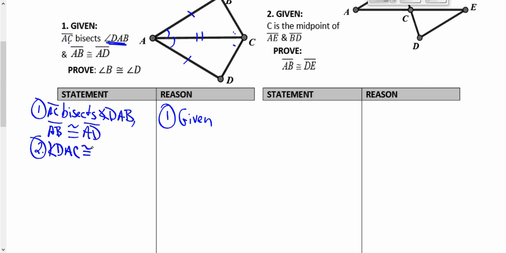Angle DAC congruent to angle BAC, right? And we have to use three letters here. At some point, I'll show you a quick shortcut to that. And what's the reason for this statement? Definition of angle bisector. Definition of angle bisector. Just abbreviate angle and use a symbol. Okay? Well, we still haven't stated enough to get them congruent. What's another statement we need?